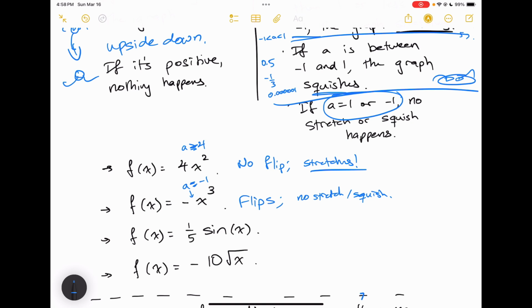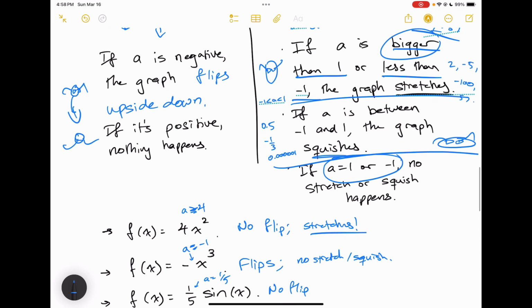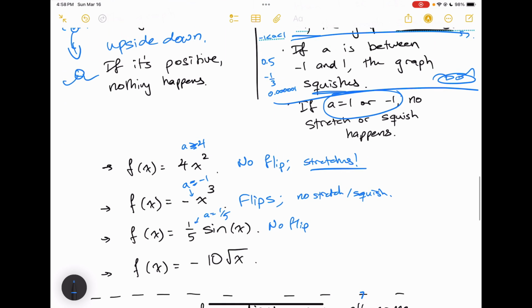Next up, f of x is 1/5 sine of x. Here, the a is on the outside of the sine function. So here a is 1/5. It is a positive number, so there's no flip. This time, between the three rules that we have, a is between -1 and 1. It doesn't reach 1 or -1. It's just sitting there in the middle. So when that happens, we have a squish. And it's a pancake now.